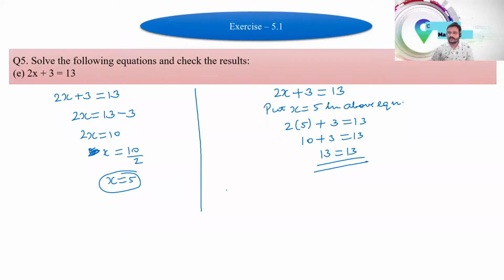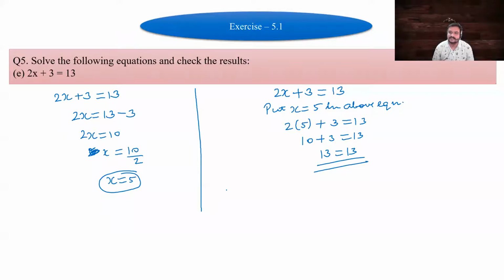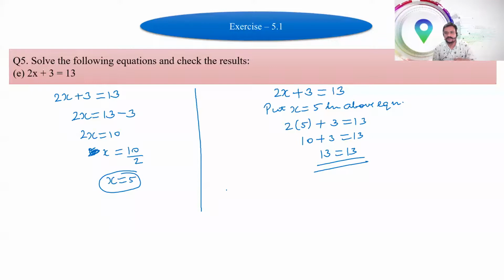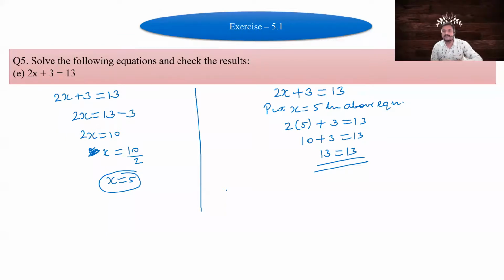Is this chapter easy or not? This chapter is very easy. If your concepts are clear, this chapter is very easy, because here we don't have to remember any formula. We only have to remember one thing: while shifting, the sign changes. If it is plus it becomes minus, if it is minus it becomes plus, and multiplication goes to division, division goes to multiplication. That is all to keep in mind. There is no formula for this chapter.